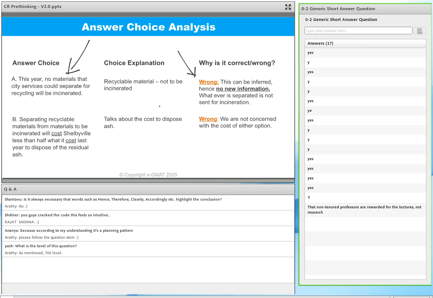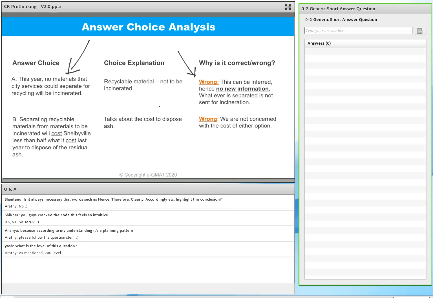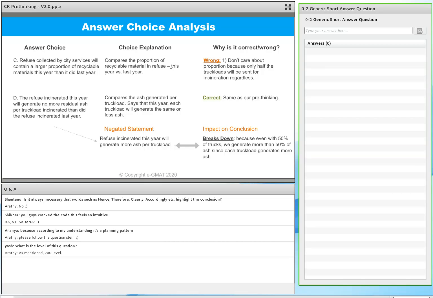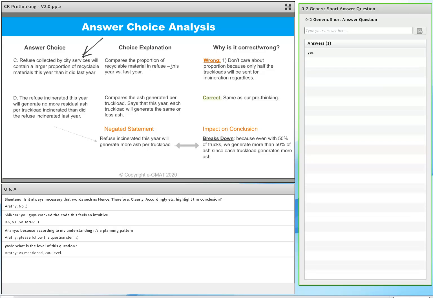Okay. Choice B talks about the cost. We don't care about the cost. So choice B is wrong. Choice C talks about the proportion of recyclable materials. Do we care about the proportion of recyclable materials? No, we don't. Why? Because I'm only going to send half as many truckloads, regardless of that proportion. People who chose choice C, is that clear? Okay. So because I'm going to send half as many truckloads, that part is irrelevant. Choice D is the correct answer. It's in line with our pre-thinking, so I'm not going to worry about it.